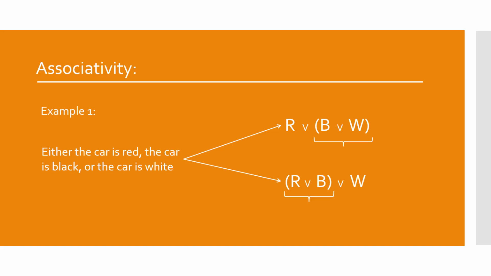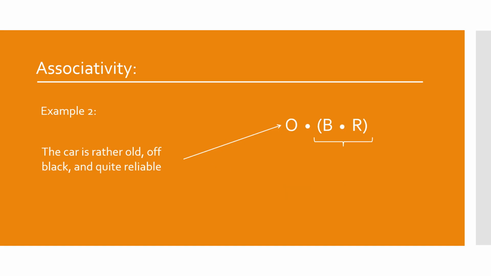But it's very important that the operator stays the same all the way through. If it's a disjunctive statement, it has to be a disjunction all the way through the statement for me to move these parentheses around. And the same basic point will be true with a conjunction when I'm using a conjunction operator all the way through the statement. If I have the statement, the car is rather old, often black, and quite reliable, I could plausibly translate this into O dot, and then in parentheses B dot R.